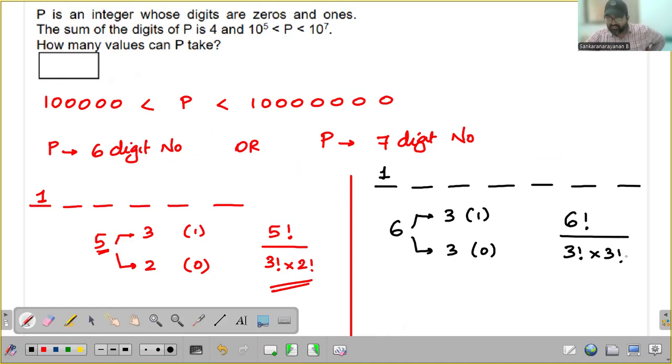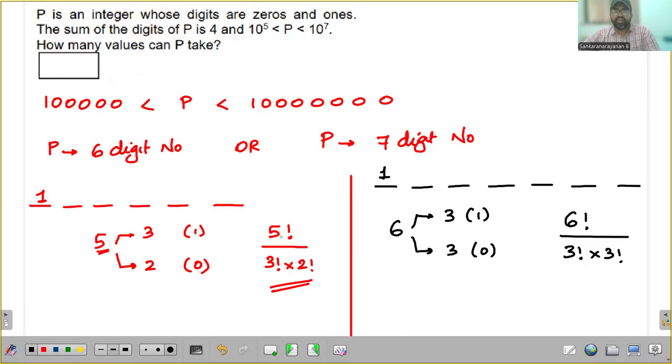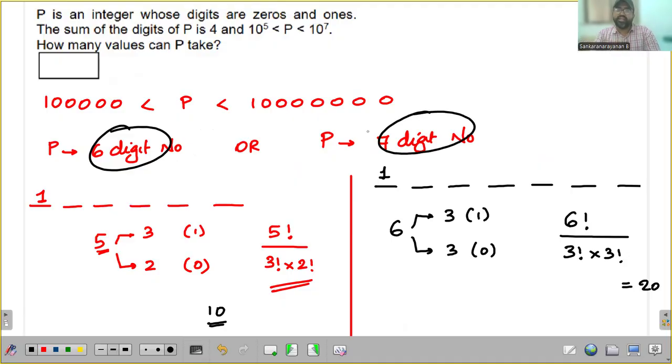When we calculate it, this first one, 5 factorial by 3 factorial into 2 factorial, results in 10. In the same way, 6 factorial by 3 factorial into 3 factorial results in 20. So it may be a 6-digit number or it may be a 7-digit number. So how many values can P take? The total number of values that P can take will be 10 plus 20, which is 30. And for this question, the answer is 30.